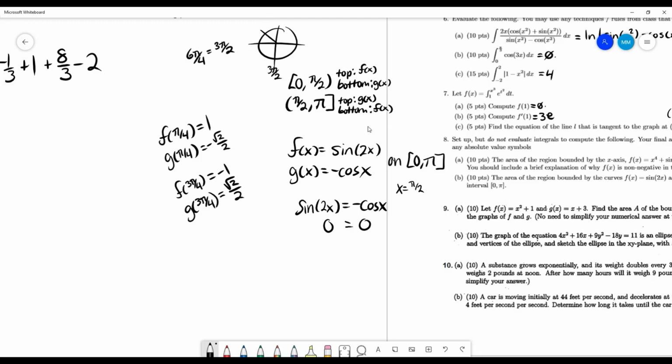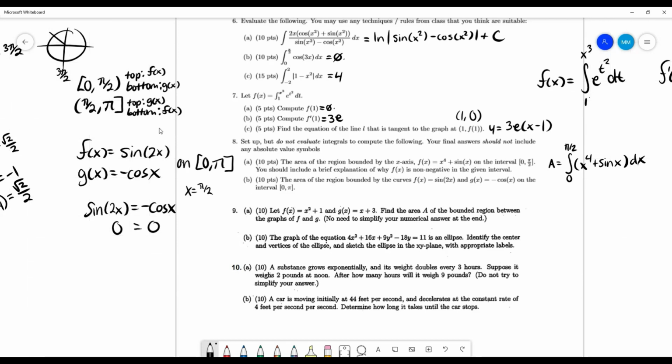Now, in order to set up the integral for this area, it's just going to be 2 integrals. So it's going to be from 0 to pi over 2 of f of x minus g of x, because that's my top minus my bottom. So it's sine of 2x minus negative cosine of x, so it turns into plus. Then plus our second integral, which is from pi over 2 to pi, which is the opposite, right? So it's negative cosine of x minus sine of 2x, and both of these do actually turn out positive.